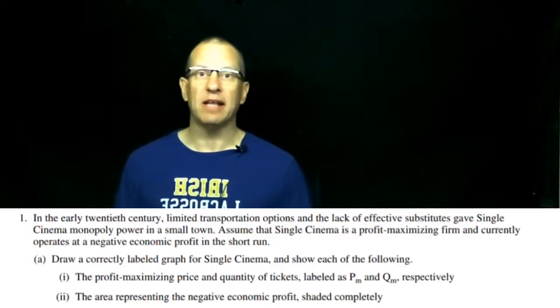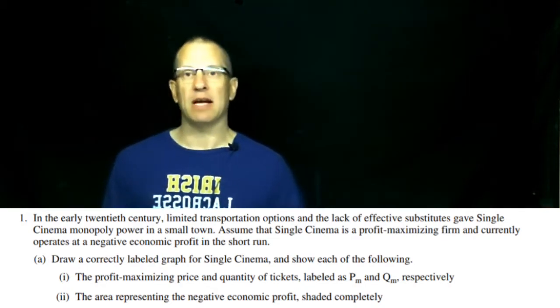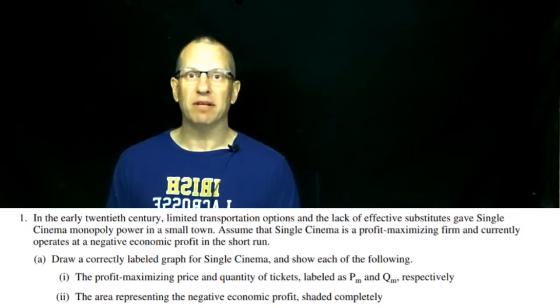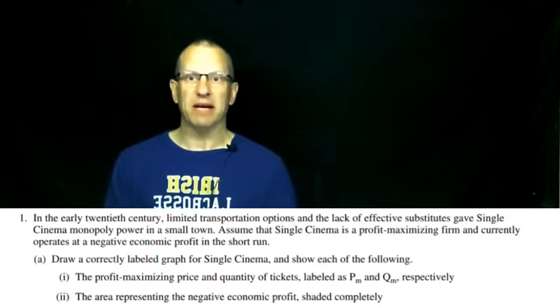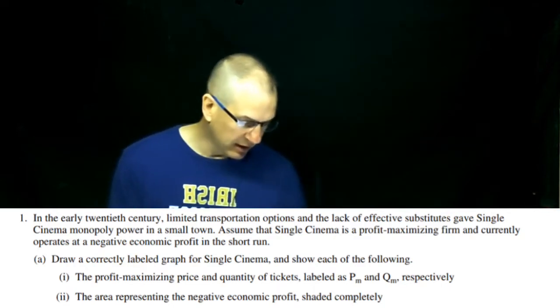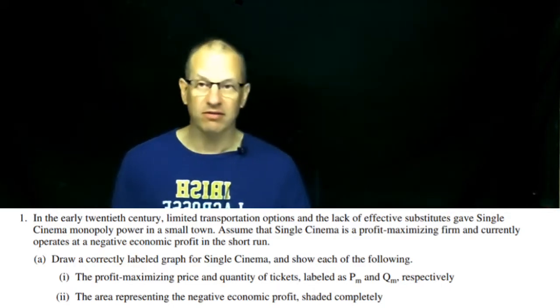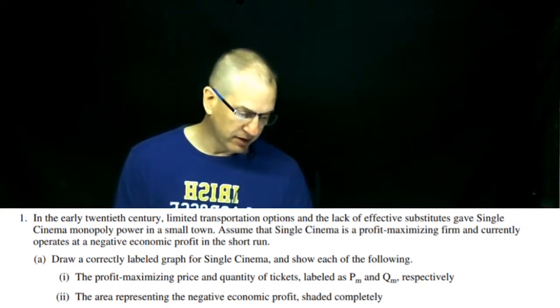Let's take a look at 2018 question number 1. This deals, in the beginning of the problem, with a cinema that has monopoly power. This monopoly power gives it the ability to be the price maker and run the show in town. It says there's no lack of effective substitutes, which gives the cinema the monopoly power in this small town.